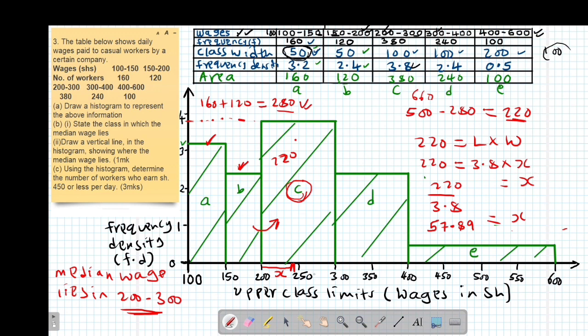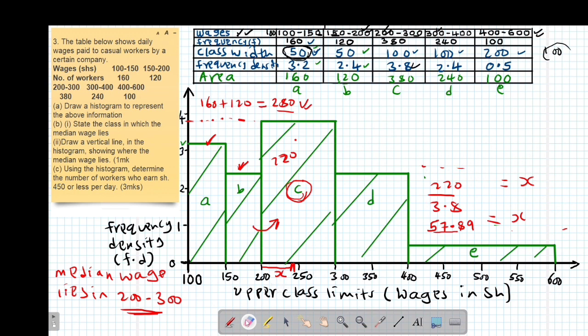So where will our 57.89 lie in this particular bar? We need to calculate the specific box that the 57.89 is actually going to lie in. We can calculate the specific number of boxes that we are going to need in this particular bar.